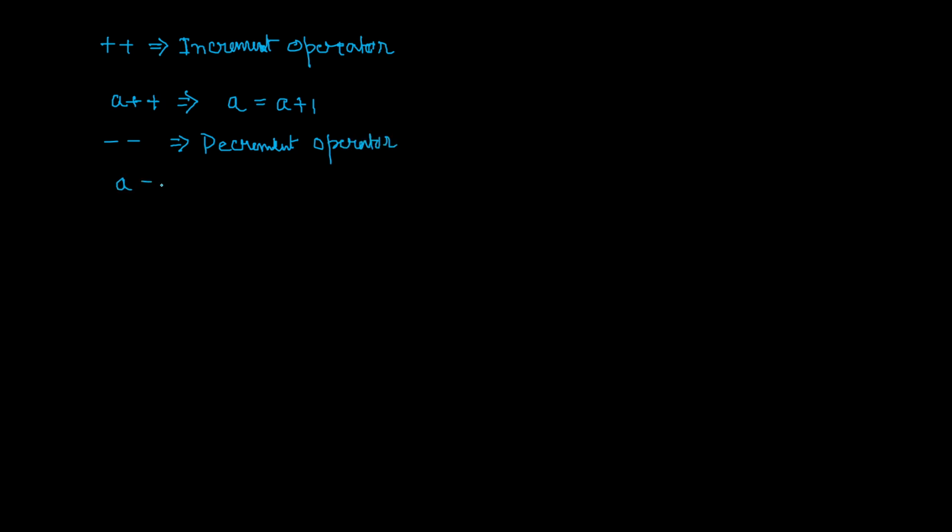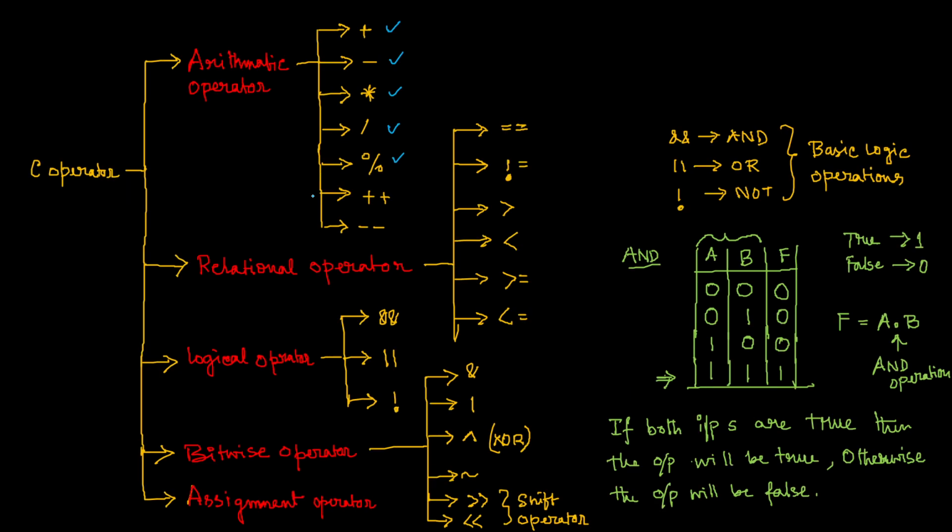So a minus minus means basically a equal to a minus 1, as simple as that. Now what is left? So these are two done, and these things you already know, because all these relational operators you have used frequently in your program. In most cases these are used in a condition part, that may be the condition of an if-else, the condition of a for loop, or anything, but for some condition these are used.